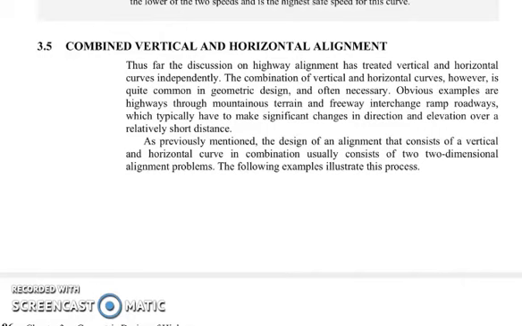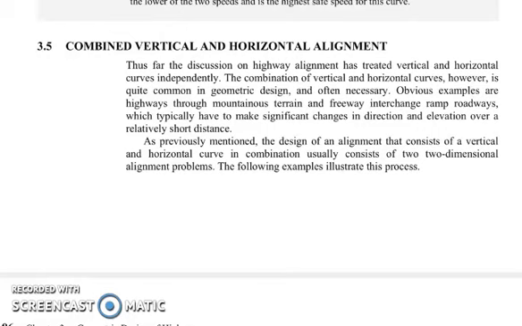So we move on to combined vertical and horizontal alignment. As we have discussed previously, for the highway alignment, the vertical curve and horizontal curve were treated differently. However, the combination of the vertical and horizontal curve is quite common in geometric design and often necessary. An example of this is mountainous terrain and freeway interchange ramp roadways, which typically have to make significant changes in direction and elevation over a relatively short distance.